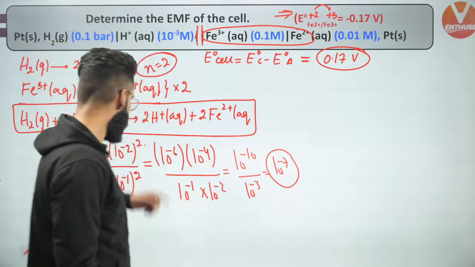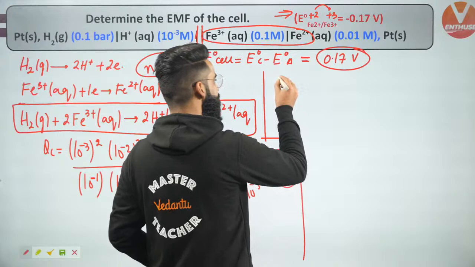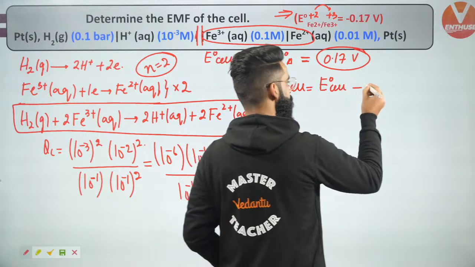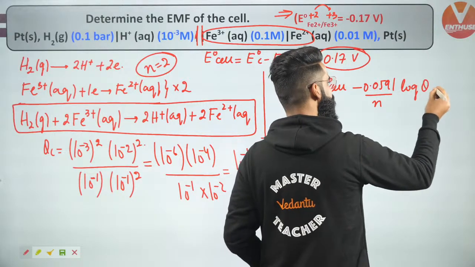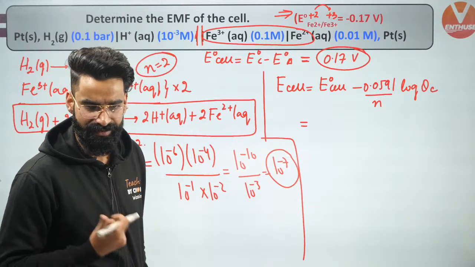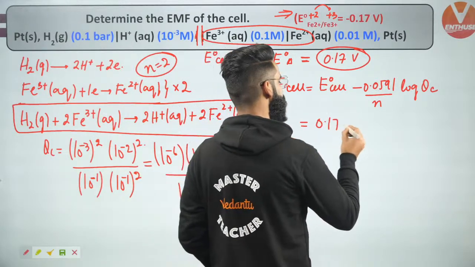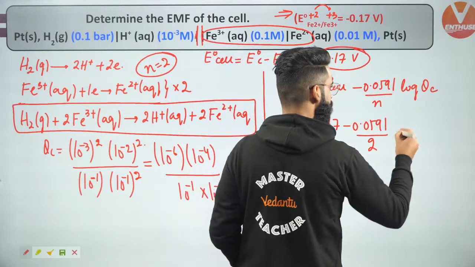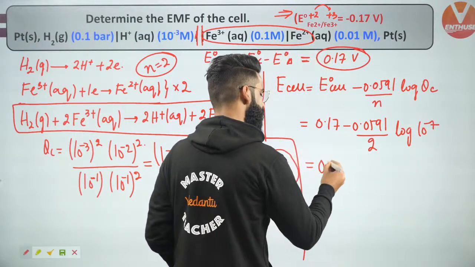People, you got the E naught cell value, you got the expression for QC, you got the value of N. You can simply use the Nernst equation right here. EMF of the cell must be equal to E naught cell minus 0.0591 divided by N, times log of QC. Everything you have calculated, you can put into this equation and you will get the E cell. So E cell is equal to E naught cell value, that is 0.17, minus 0.0591 divided by N. N value is 2, we got to know that. Log of QC. QC value we have already calculated as 10 power minus 7. There is a bit of calculation needed. The question is done and dusted.